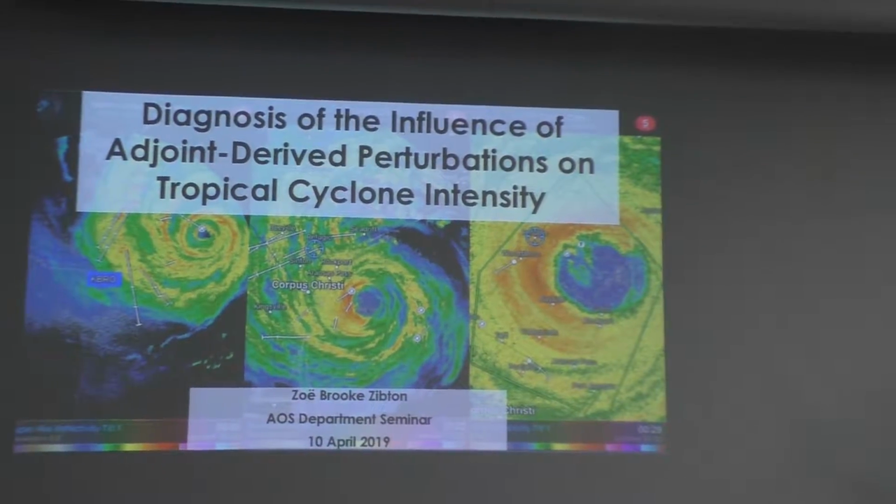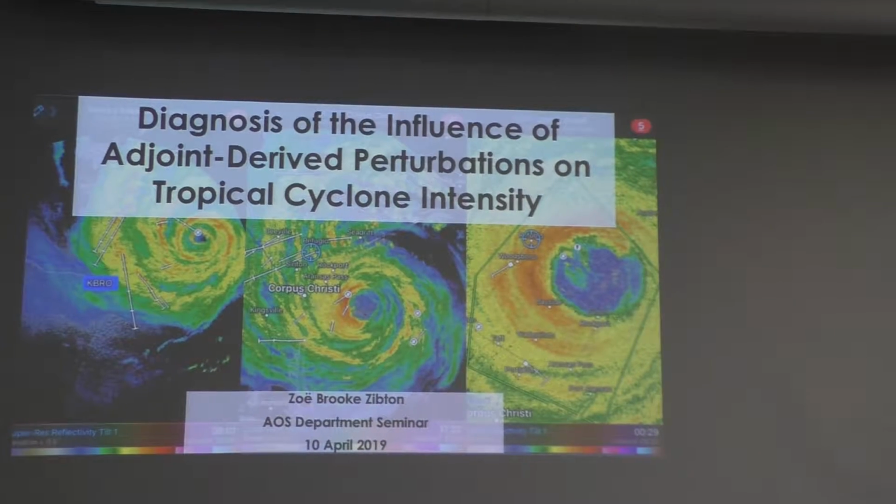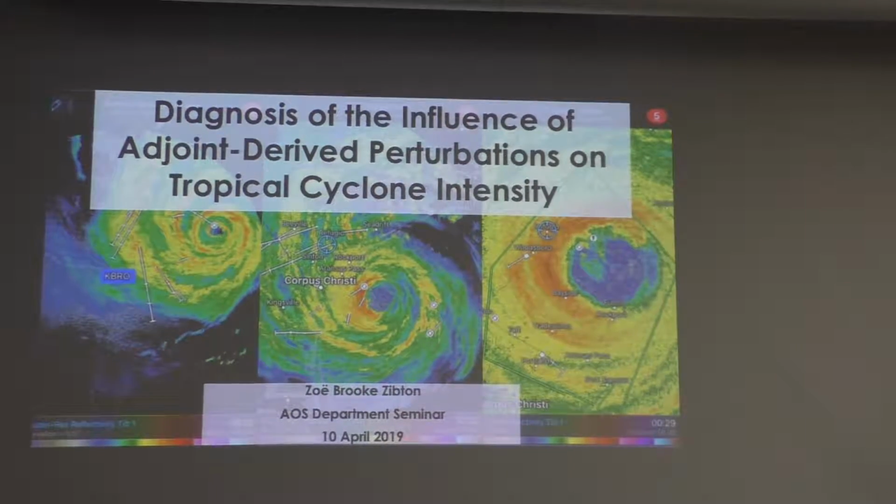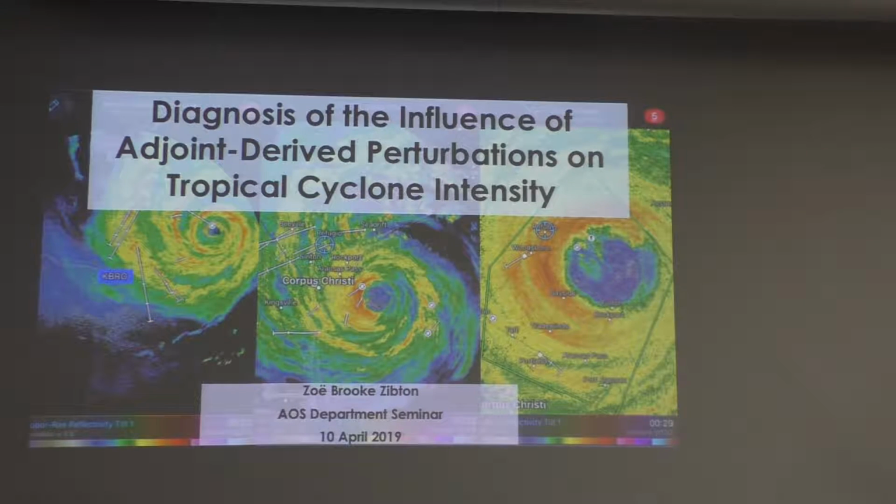Thank you. Yes, so today I'll be talking about the diagnosis of the influence of adjoint-derived perturbations on tropical cyclone intensity, and I'll be focusing on Hurricane Harvey, which is what these radar images are from. I took them as screenshots on my phone.